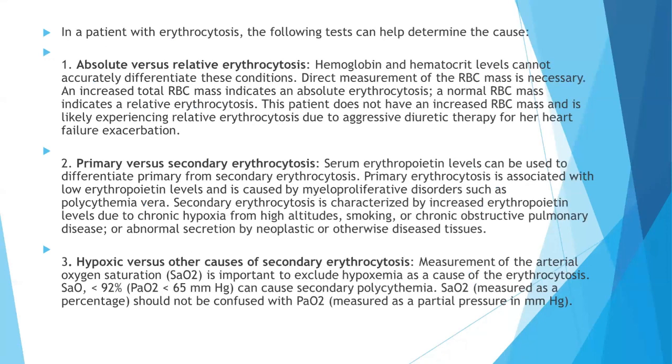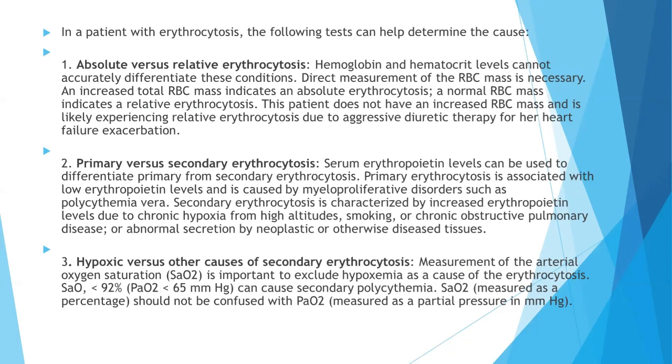So in a patient with erythrocytosis, the following tests can help determine the cause. Number one is absolute versus relative erythrocytosis. Hemoglobin and hematocrit levels cannot accurately differentiate these conditions, and direct measurement of the RBC mass is necessary. An increased total RBC mass indicates an absolute erythrocytosis. A normal RBC mass indicates a relative erythrocytosis. Now, this patient does not have an increased RBC mass and is likely experiencing relative erythrocytosis due to the aggressive diuretic therapy for the heart failure exacerbation.